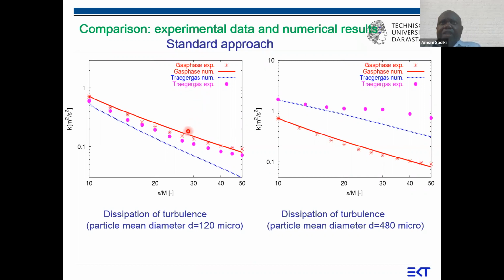First, experimental data here without particle, and with particle, we see that for small particles, we have a dissipation of the kinetic energy. And if we have large particles, we have augmentation of the kinetic energy. Now we see how the calculation produces this by using this standard model.